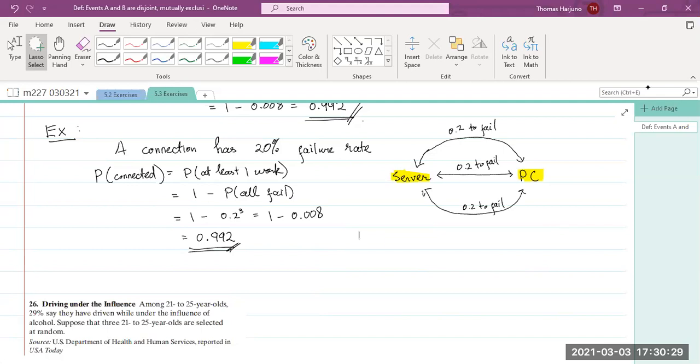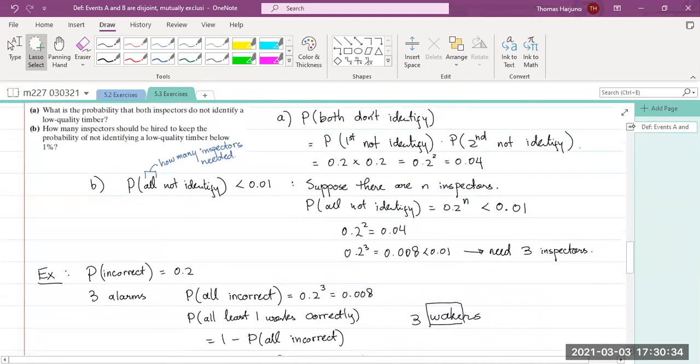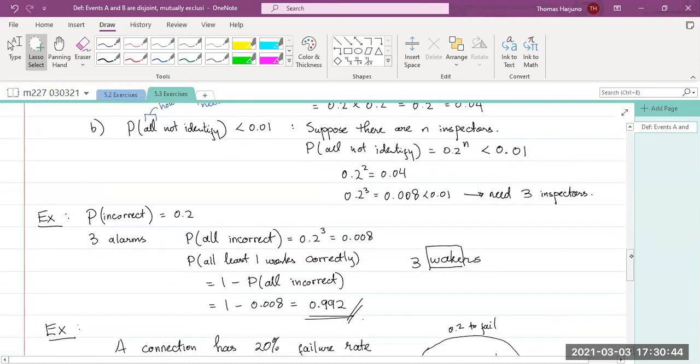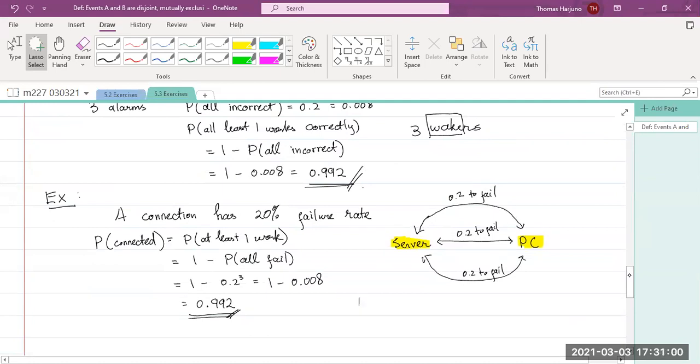Okay, so you see the question that we have here, number 20, is quality control about timber. All of a sudden, I changed the question using the same idea, exactly the same number, exactly the same idea, to teach us how to set up our alarms. And then I use the same idea, exactly the same idea, to show you how our networking is being done. You see?